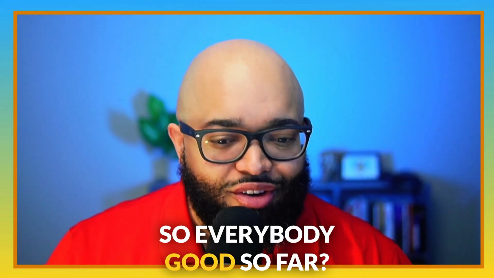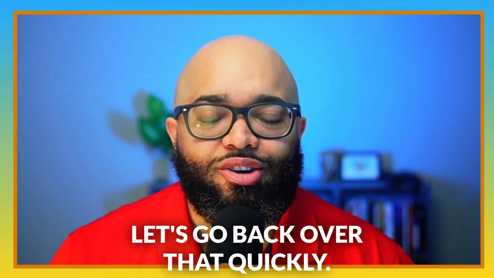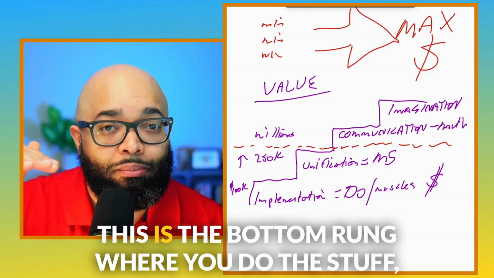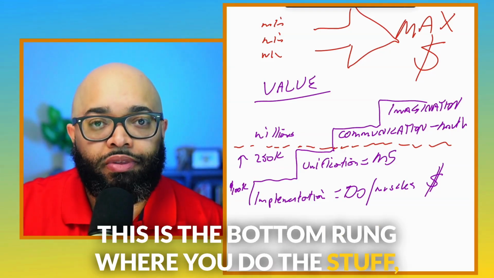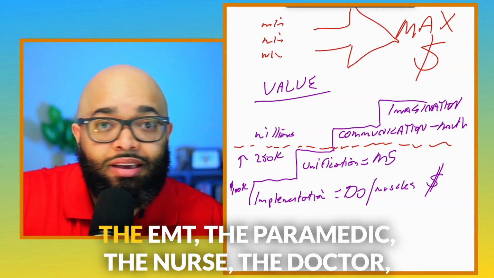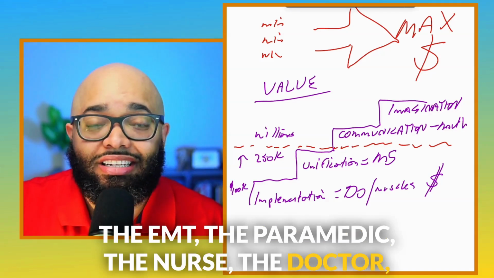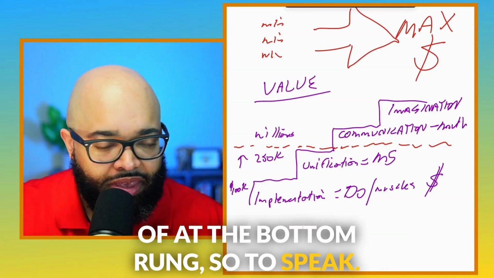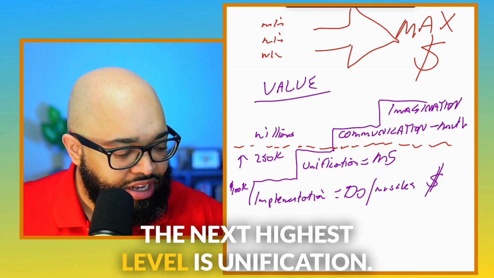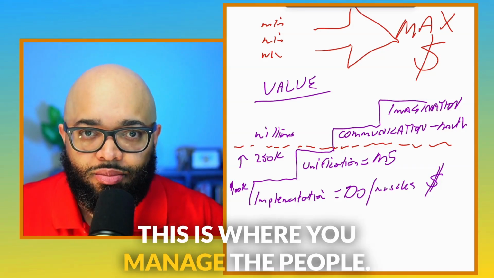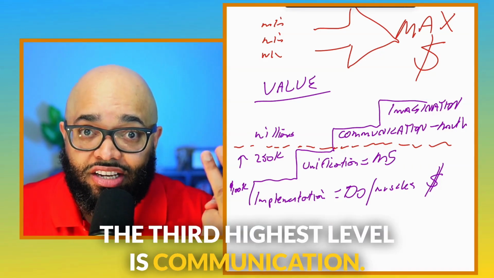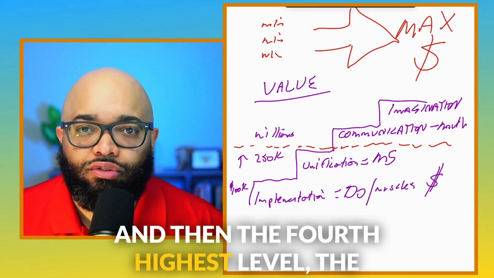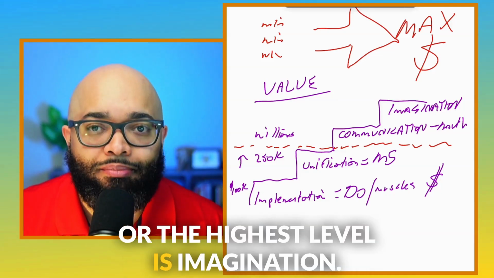Okay, so everybody good so far? There are four levels of value. Let's go back over that quickly. The lowest level is implementation. This is the bottom rung where you do the stuff, whatever the thing is. The EMT, the paramedic, the nurse, the doctor. It doesn't matter, but you're still kind of at the bottom rung, so to speak. The next highest level is unification. This is where you manage the people. The third highest level is communication. This is where you talk to the people. And then the fourth highest level, the highest level, is imagination.